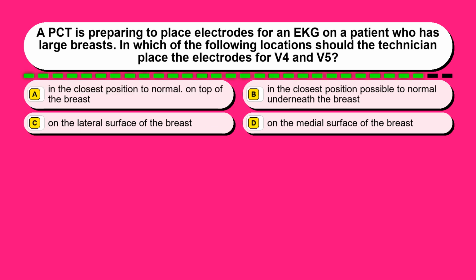Question 17. A PCT is preparing to place electrodes for an EKG on a patient who has large breasts. In which of the following locations should the technician place the electrodes for V4 and V5? Option A, in the closest position to normal, on top of the breast. Option B, in the closest position possible to normal underneath the breast. Option C, on the lateral surface of the breast. Option D, on the medial surface of the breast.